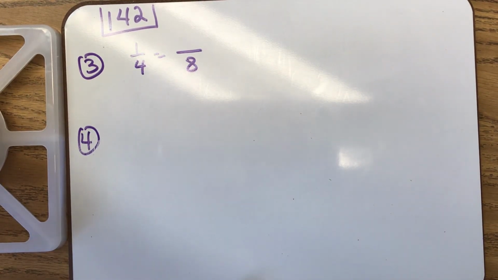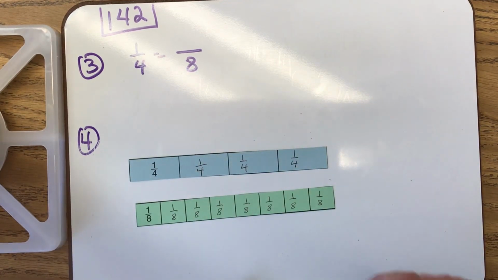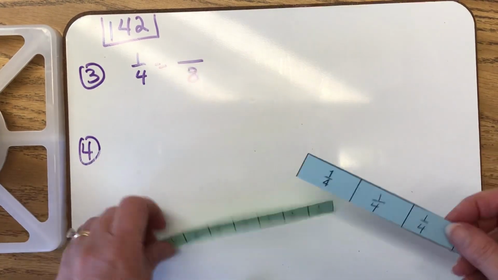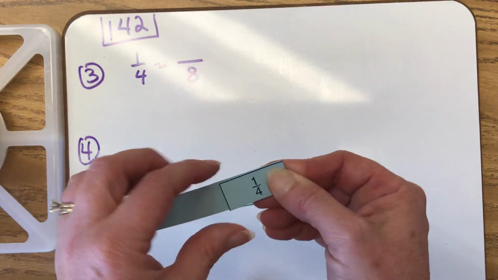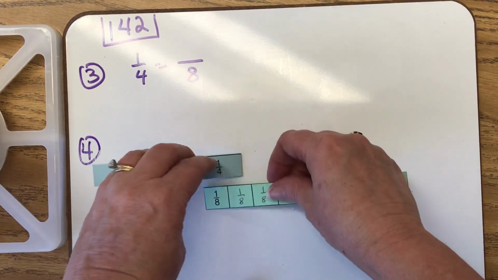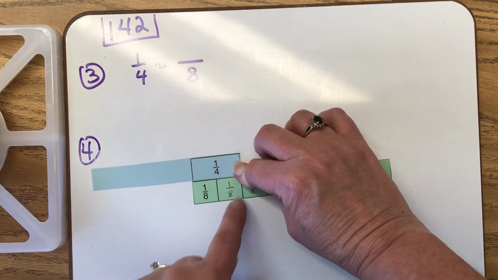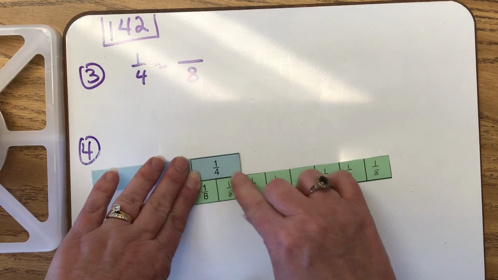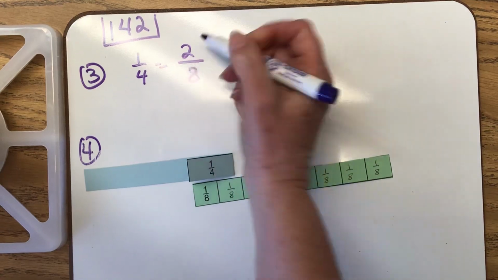So you could use the fraction strips I gave you when you came and picked up your books. So you need to do 1/4 on here. I have my fourths and I have my eighths. I'm going to fold this back, so I'm just seeing 1/4. You can do that with your fraction strips. Then I'm going to get my eighths, and I'm going to line them up, and I'm going to see that 2/8 is exactly the same, takes up the exact same amount as 1/4. So 1/4 is equivalent to 2/8.